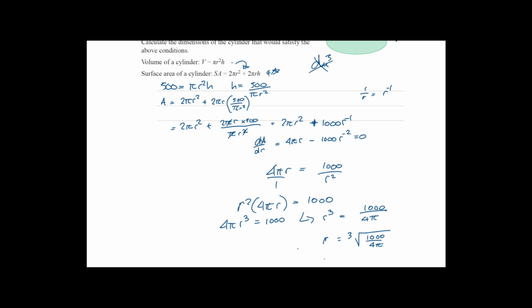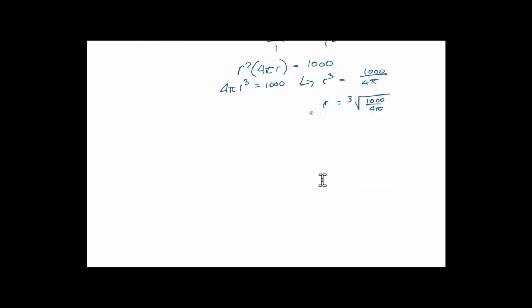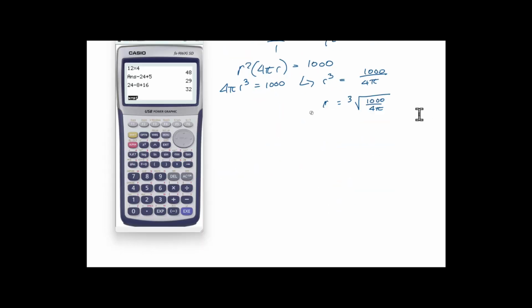I'm just glad I gave myself a lot of room. So I don't expect anyone to know that off the top of their head, so let's grab the calculator. I'm going to do it like this. So 1000 over 4 pi, and then I'm going to raise it to the 1/3 power, which is the same thing as finding the third root. I just prefer this method. So the cube root of that is 9.22.